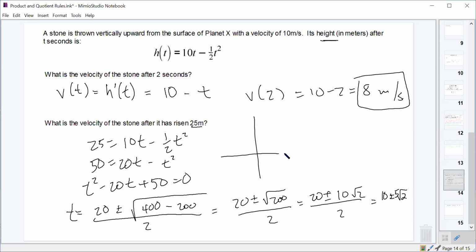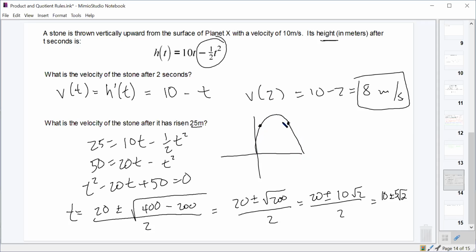Okay, so let's figure this out real quick. It's negative because the parabola is negative. This is a parabola that is opening down, so it's going to look like this. This is the trajectory that this rock, or stone, is going to go. It's going to go up and then come back down. And so the first t value, the smaller t value, should be when it has risen 25, and then the larger t value should be after it's hit the vertex here and then started to travel back down.